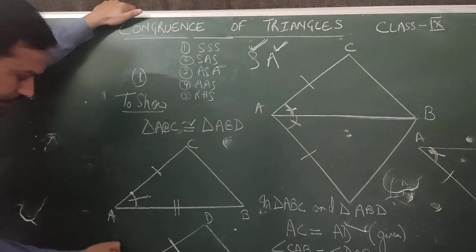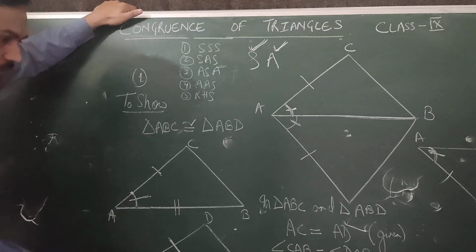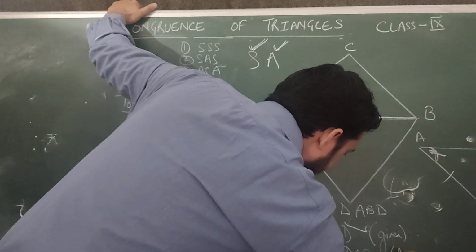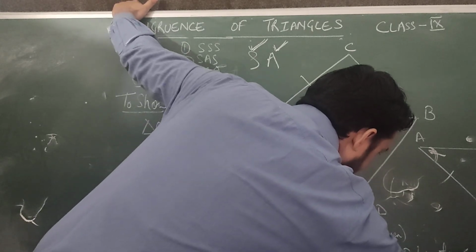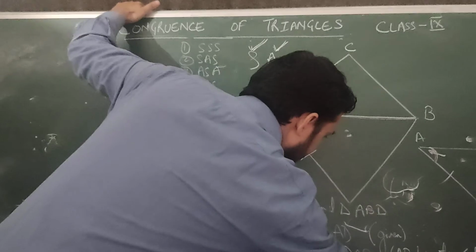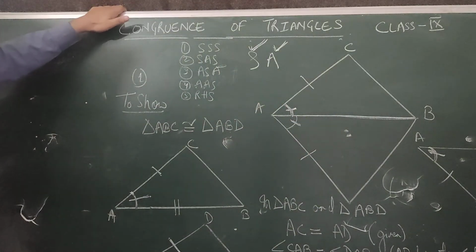And why are these two angles equal? Again, there is a reason why they are equal, because the line segment AB bisects angle A. So two things are done. Now we need a third thing.